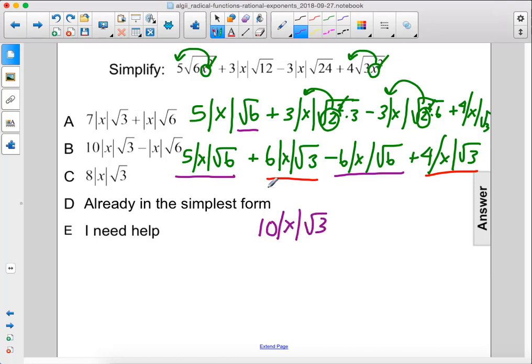So I've combined this term and this term. Now I'll combine this term and this term, which is negative 1, because we have 5 minus 6. So negative the absolute value of x, the square root of 6. The answer is B.